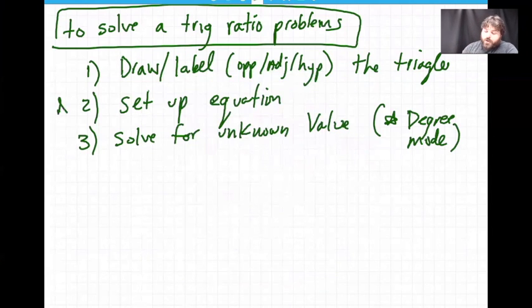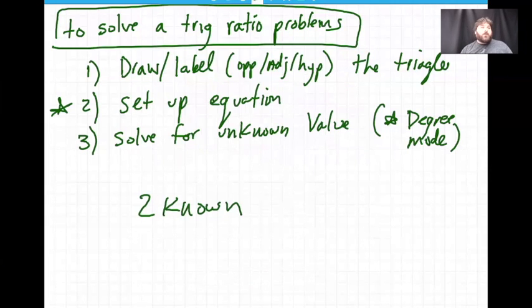Now, step number 2 is actually a little bit tricky sometimes. Which equation do I use? Do I use the sine equation, or do I use the cosine equation? So which one do you use? Well, you're always going to know two things. You're going to be given two values that are known, right? They'll give you either the angle and one of the sides, or they'll give you both sides. They're going to give you two things. And there's always going to be one thing you want to know.